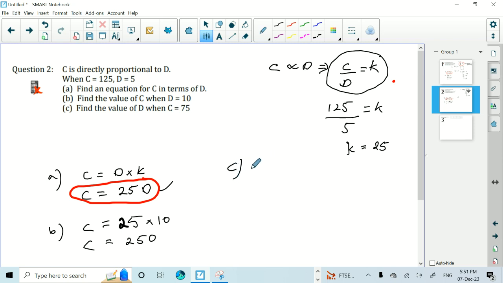And what about part C? Find the value of D when C is equal to 75. So I'm going to substitute 75 for C is equal to D multiplied by, well, my constant. Yes? So C is equal to D times K, remember. And K is 25, and we're going to find D. So 75 divided by 25 is equal to D, and that means D is equal to 3.